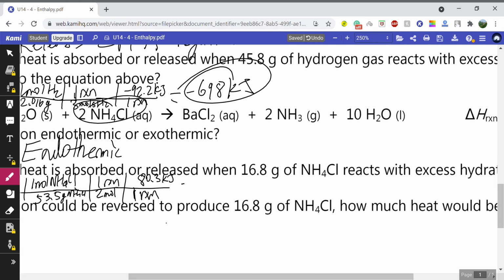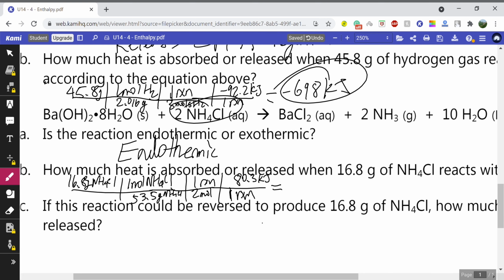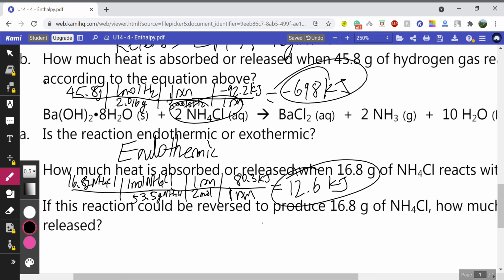And our final answer will now be in kilojoules. 16.8 times 1 times 1 times 80.3 divided by 53.5 divided by 2. We'll get an answer of 12.6 kilojoules. And this time it's going to be positive. And again, grams and grams cancel, moles and moles cancel, reactions and reactions cancel, which gives you kJ. So you basically have to work your stoichiometry until you get the unit that you wanted.